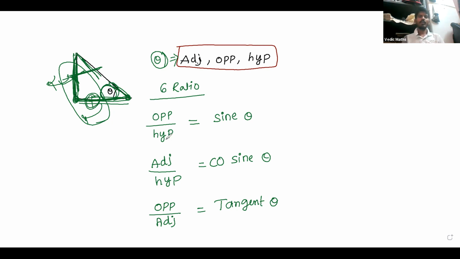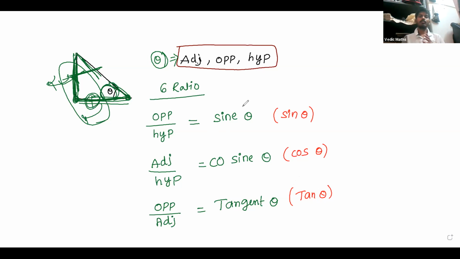Opposite by hypotenuse is called sine theta, in short form sin theta. Adjacent by hypotenuse gives cosine theta, called cos theta in short form. Opposite by adjacent is called tangent theta, called tan theta. These are the short names. Come on, pronounce these names once in your mind. Sine theta is called sin theta. Cosine theta is called cos theta. Tangent theta is called tan theta.